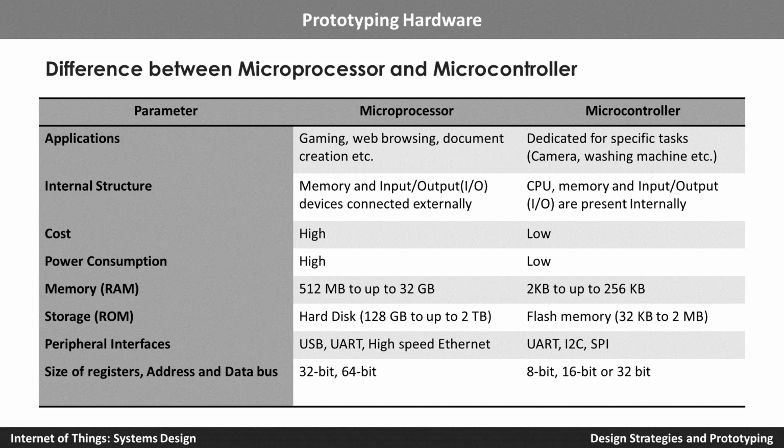When you come to RAM, typically a microprocessor will have about 512 MB to 32 GB. For example, one of the common latest Raspberry Pi devices has 4 GB memory. Microcontrollers have very little memory, ranging from 2 kilobytes to 256 kilobytes. The newer versions might have more memory, as I said before.